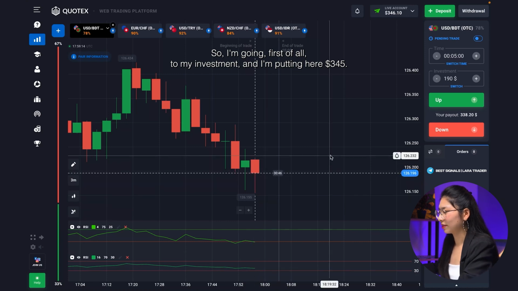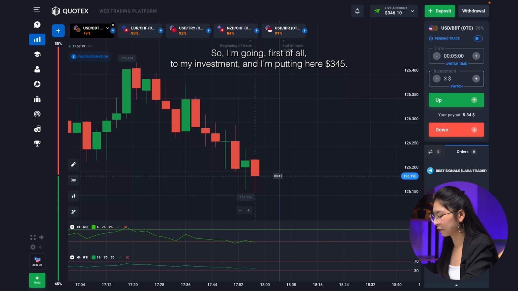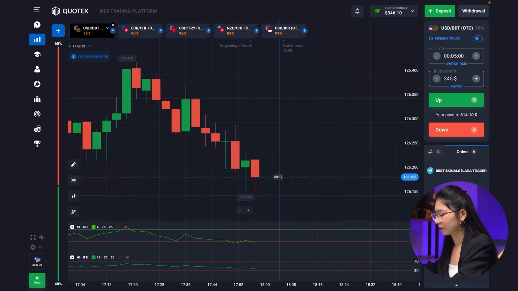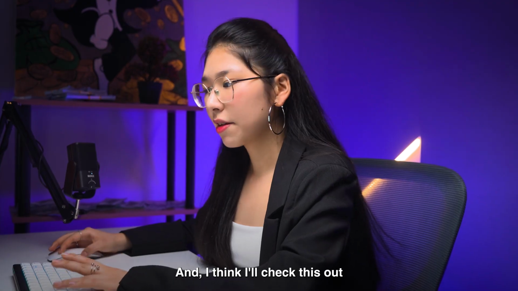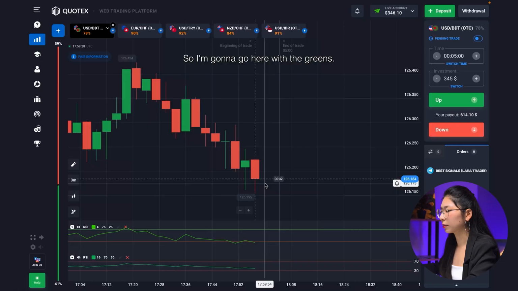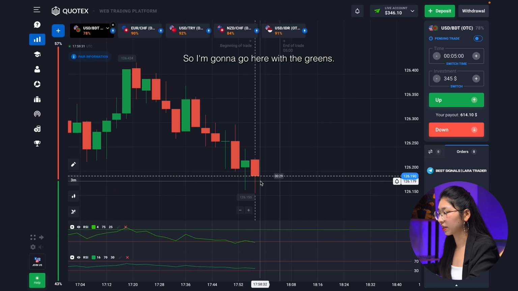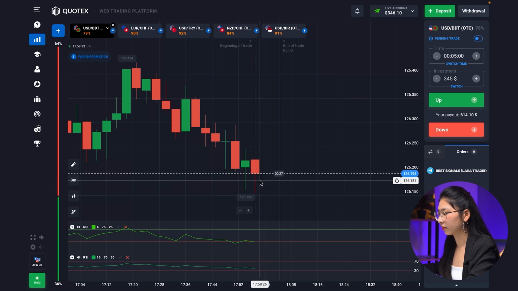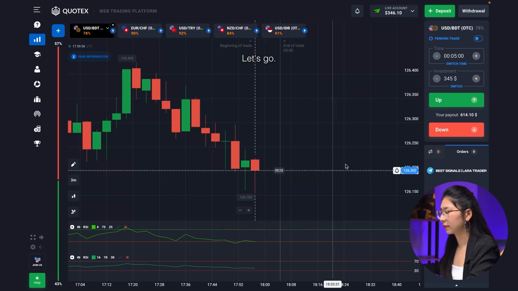First of all, to go to my investment, and I'm putting here $345. And I think that I'll check this out with having in my mind another lowest low. I'm gonna go here with the greens. So, let's go.